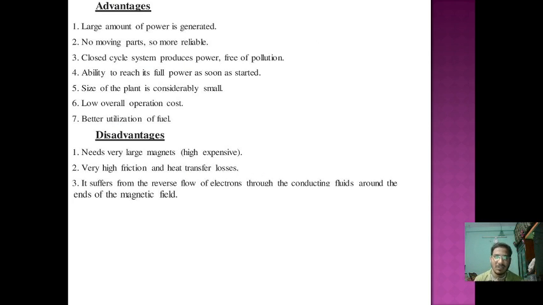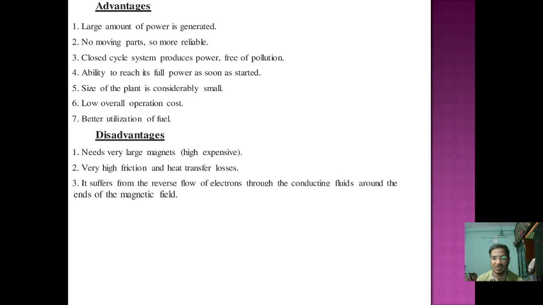Advantages and disadvantages: a large amount of power is generated, and there is no moving part, so it is more reliable. Here there is no moving part. The closed cycle system produces power free of pollution. Here the closed cycle produces the power, and there is no pollution. There is the ability to reach full power as soon as it starts, the size of the plant is small, low overall operation cost, and better utilization of fuel.